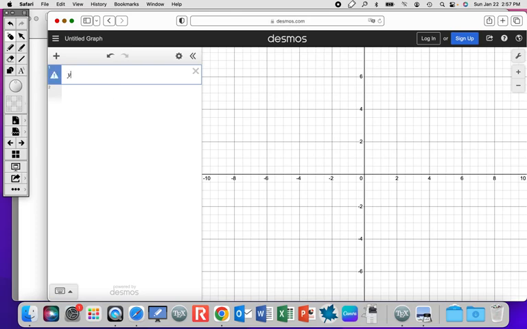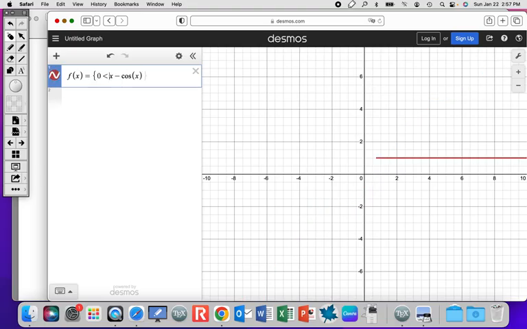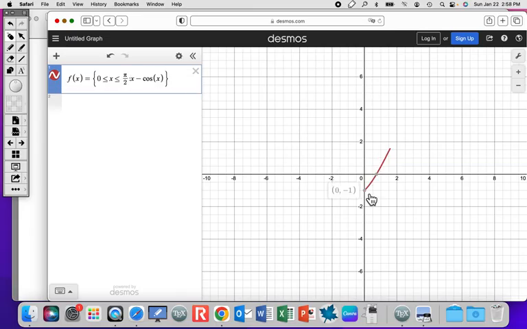So let's look at f of x equal x minus cosine x. And let's specifically look at from 0 to pi over 2. And so we can see there's that positive right there in the middle, somewhere around 0.739-ish.